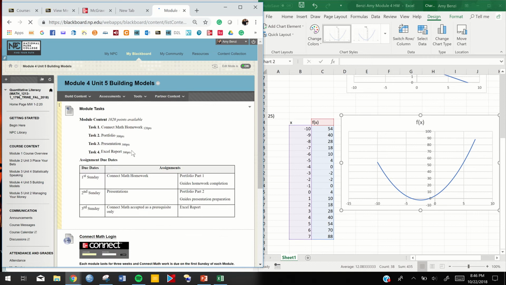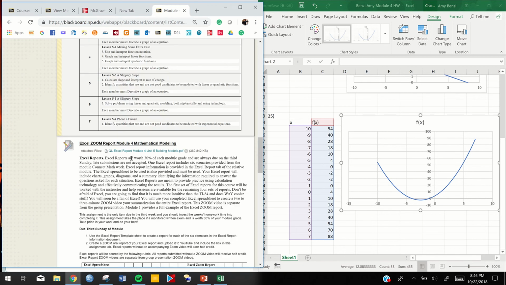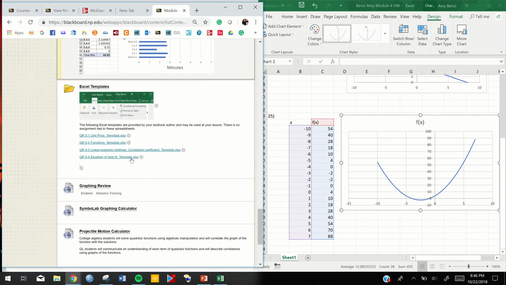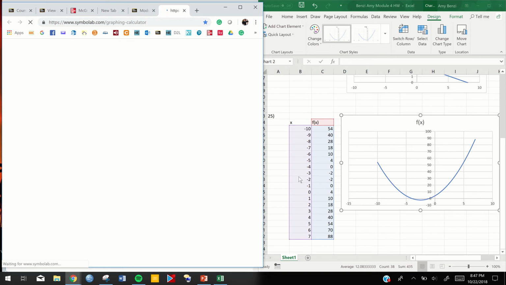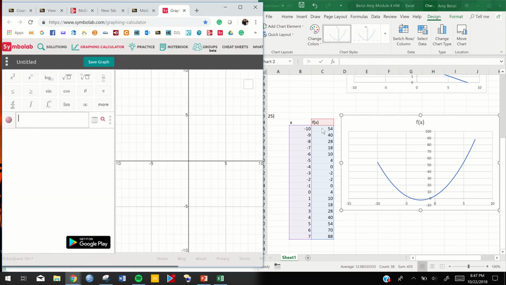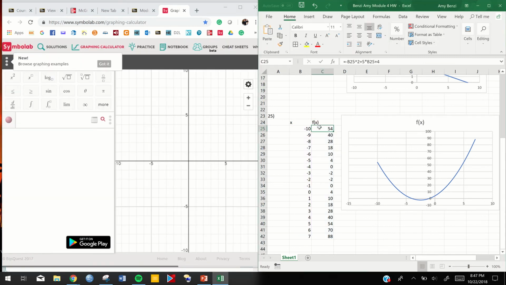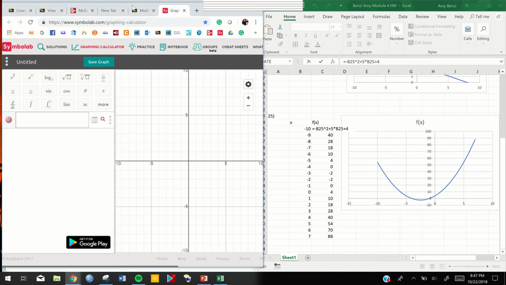And hopefully everything's the same. At the bottom of your module 4, you are going to find Symbolab Graphing Calculator. Symbolab is awesome, folks. I'm going to go ahead and copy this formula here since I already typed it out. And you would just type the formula. Let me just move this over here.